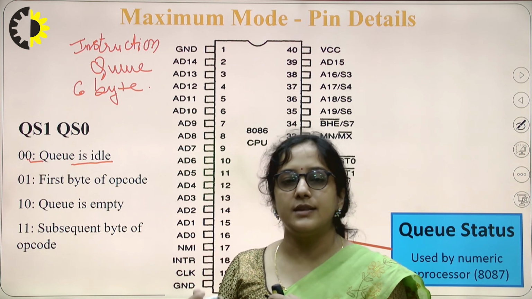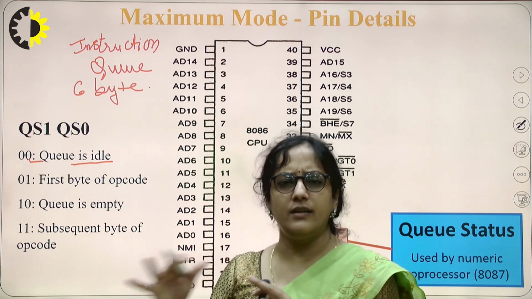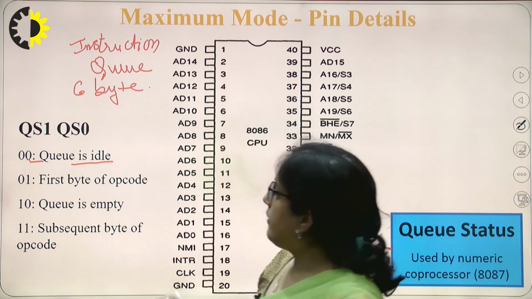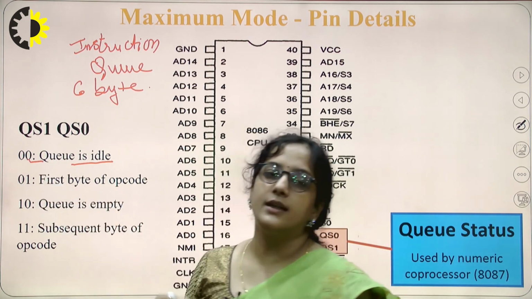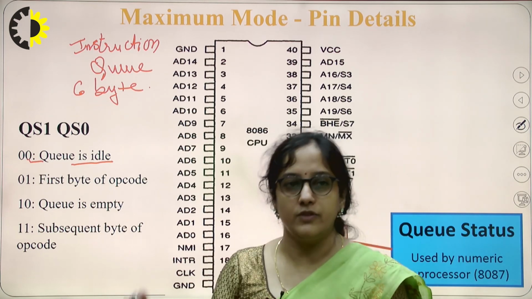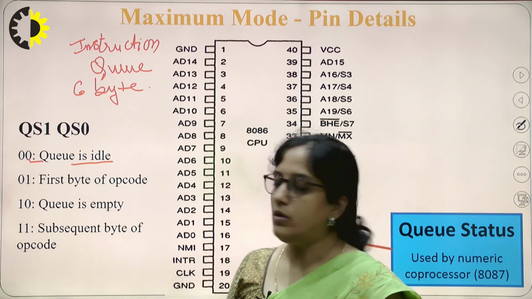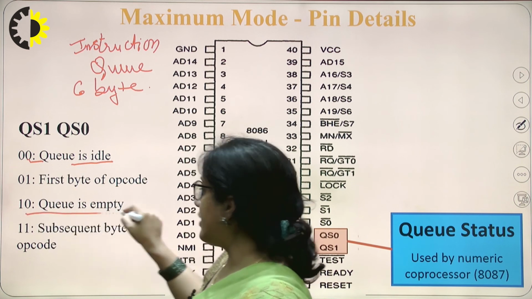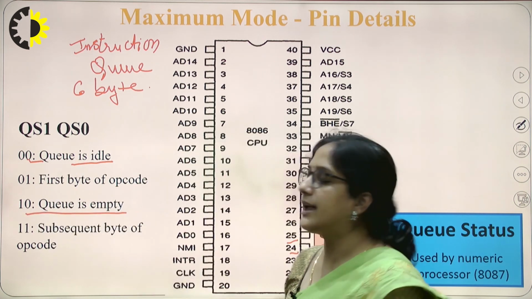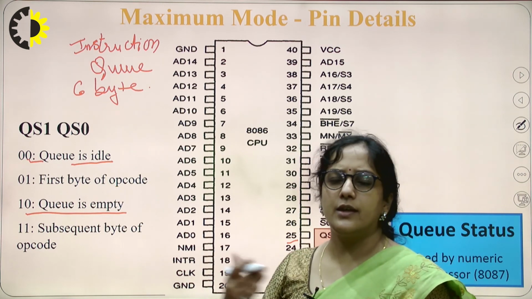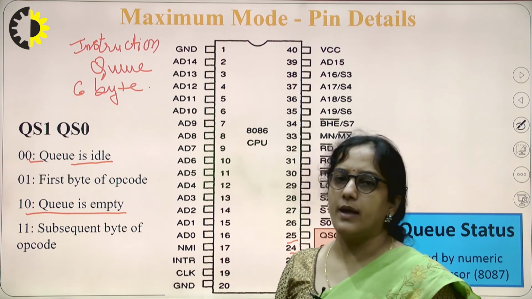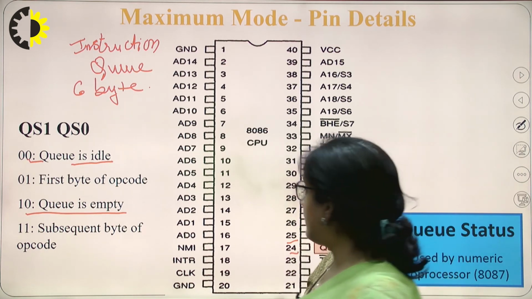Idle in the sense that the 6 byte data is there, it is an idle situation. If 01, it indicates that the microprocessor is taking the first byte of opcode from the queue. 10 indicates that the queue is empty, and 11 indicates that a subsequent byte of opcode is being taken, meaning consecutive operation is being performed by the microprocessor.